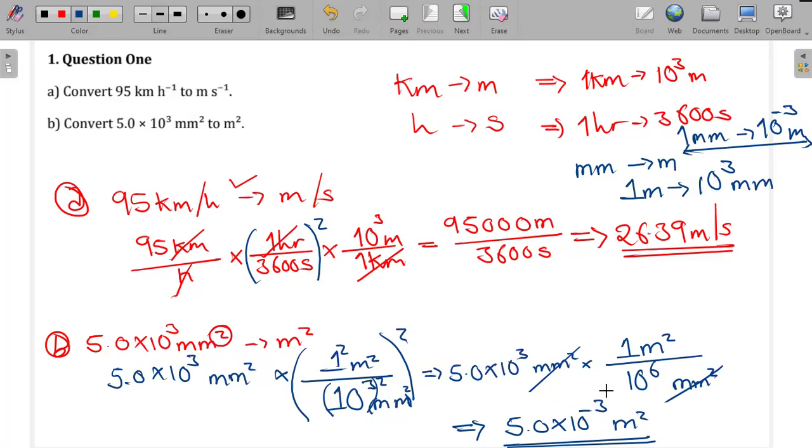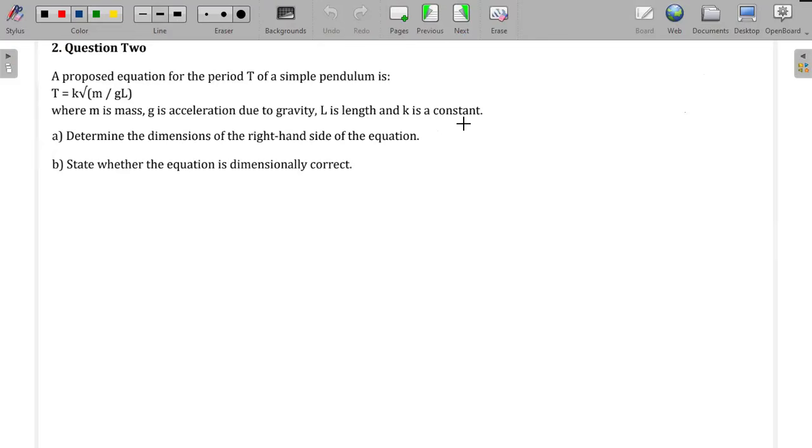So, as simple as that, you will have calculated perfectly your conversions for both part A and part B, just like that. So that was question 1. We can move on to the next question.